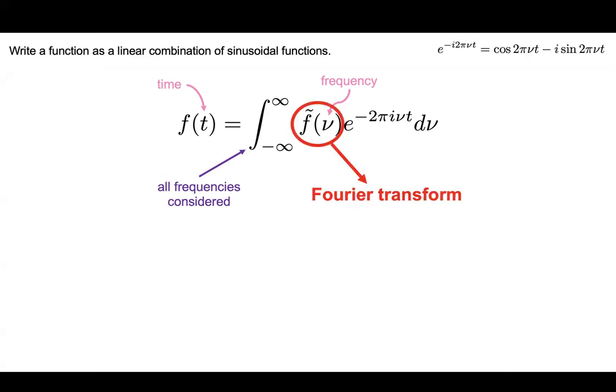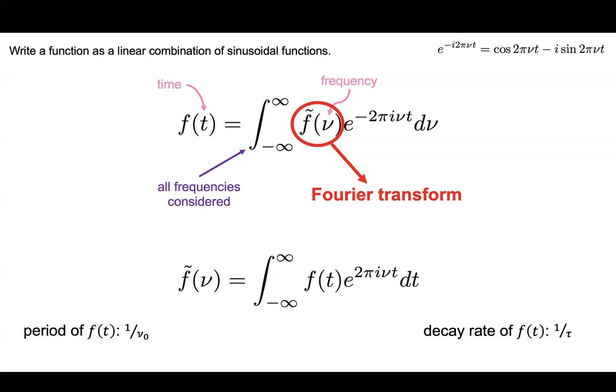F tilde nu is called the Fourier transform, which is actually related to f of t by this integral. We're interested in the Fourier transform because it gives us information about f of t, such as its period and rate of decay. Today, we will focus on the period of f of t.